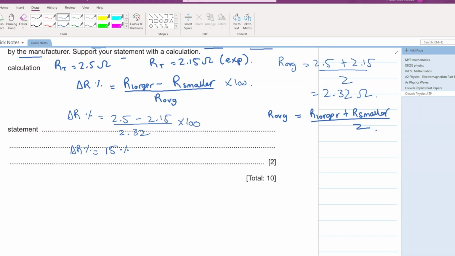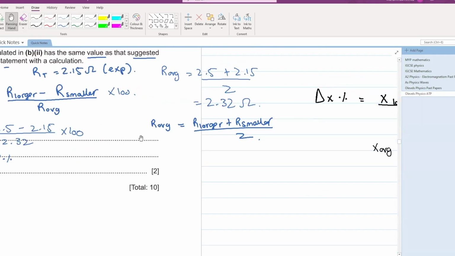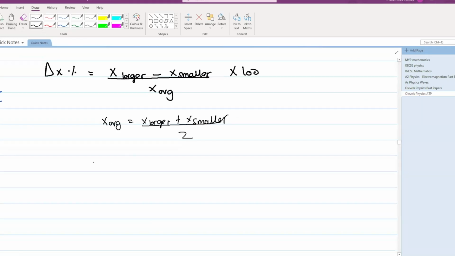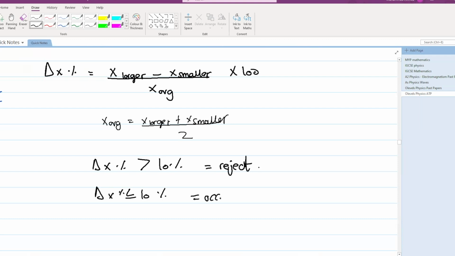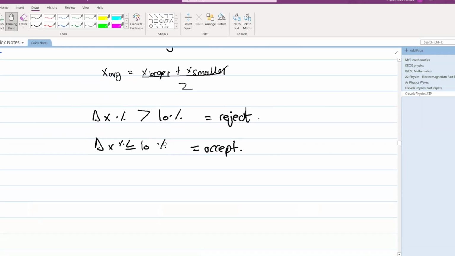If you realize you have a percentage difference of 15%, this is greater than 10%, hence you will reject your answer. You can write this as a general rule here as well. If the percentage difference is greater than 10%, reject. If the percentage difference is less than or equal to 10%, accept the hypothesis, or you can say accept what the examiner is saying, or accept the values, or you can say the values agree, whatever you want to say.